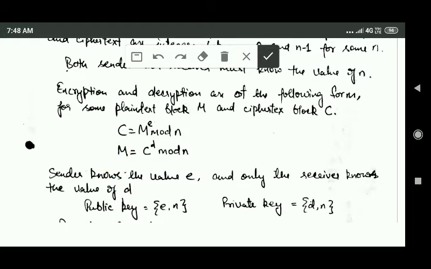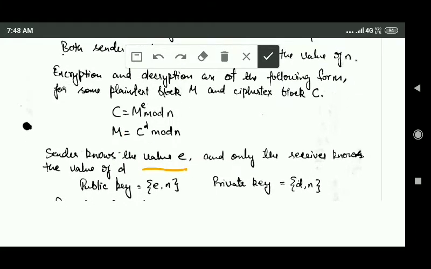So the sender should know the value of e, right? And only the receiver should know the value of d, right? Because if the sender knows the value of e, then by using this formula C is equal to m raised to power e mod n, it can encrypt the plain text m into ciphertext C. And only the receiver should know the value of d, so that only the receiver can decrypt the ciphertext into plain text m by using this formula: m is equal to C raised to power d mod n. So in this case, the public key consists of e and n, and the private key consists of d and n.